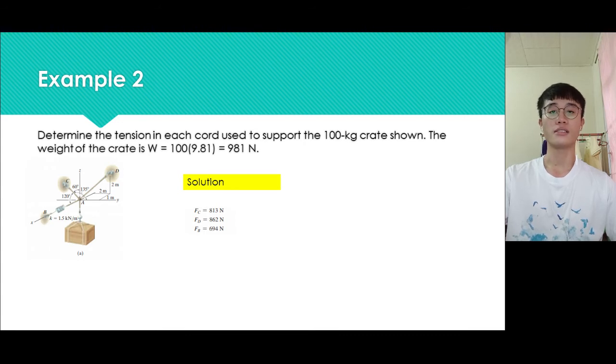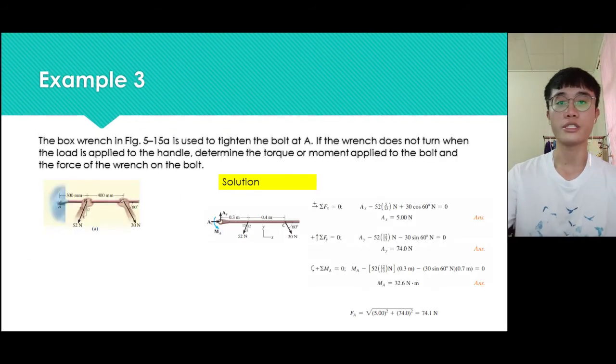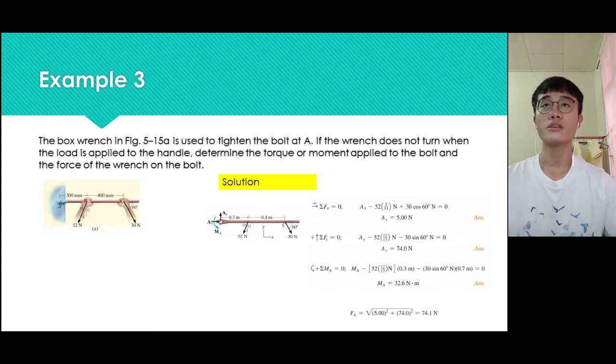694 Newtons. Okay, let us discuss example 3. The box wrench in the figure is used to tighten the bolt at A. If the wrench does not turn when the load is applied to the handle, then determine the torque or moment applied to the bolt and the force of the wrench on the bolt.